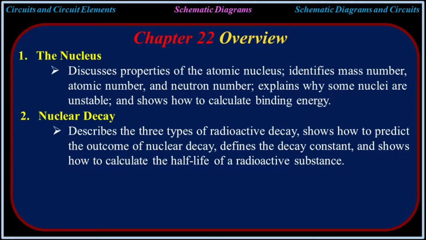Section 1, the nucleus, discusses properties of the atomic nucleus, identifies mass number, atomic number, and neutron number, explains why some nuclei are unstable, and shows how to calculate binding energy. Section 2, nuclear decay, describes the three types of radioactive decay, shows how to predict the outcome of nuclear decay, defines the decay constant, and shows how to calculate the half-life of a radioactive substance.